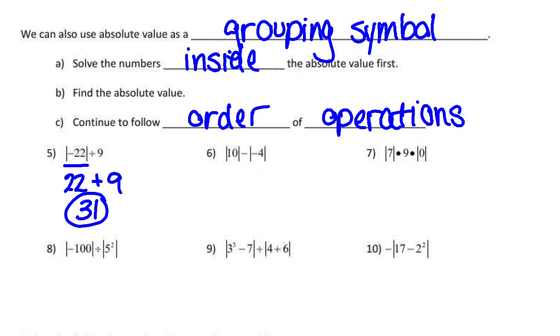If we look at number 6, the absolute value of 10 would be 10 minus the absolute value of -4. Next step, absolute value of -4 is 4. And I have 10 minus 4, which is 6. You try number 7.